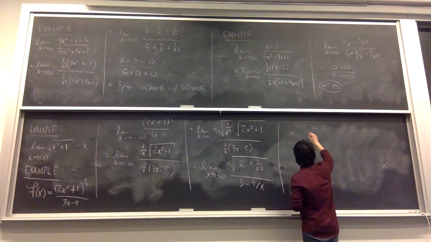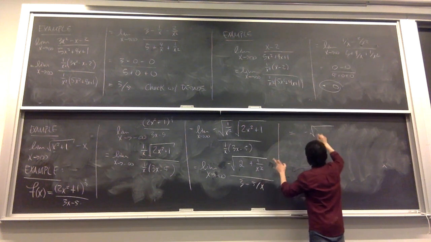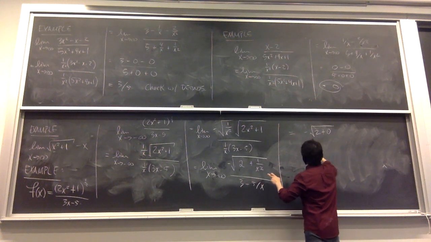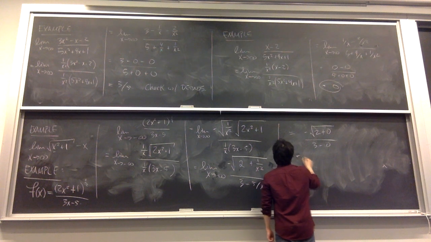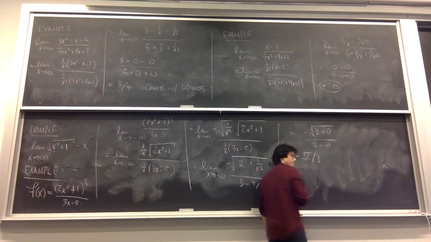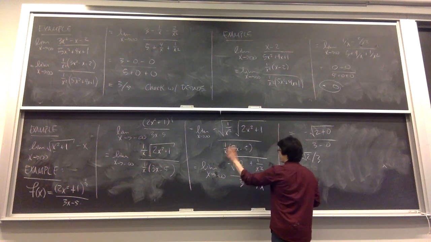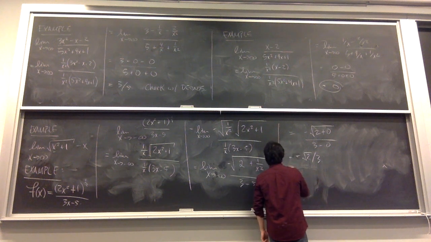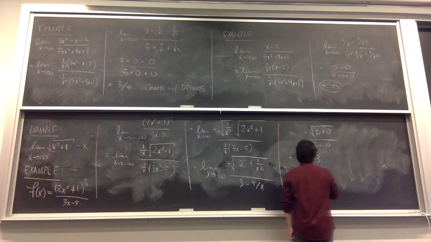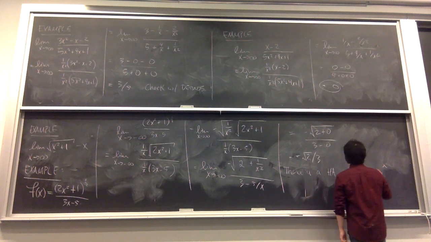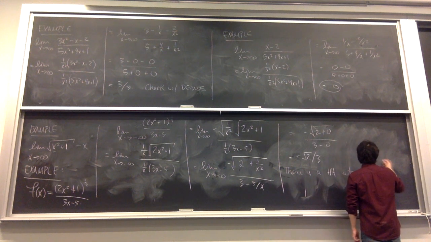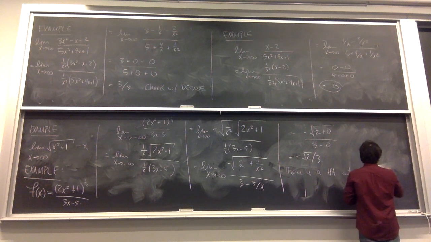Okay, so we're going to get minus root 2 plus 0 over 3 minus 0, which is minus root 2 over 3. So what have we found? We found that there is a horizontal asymptote at y equals minus root 2 over 3.